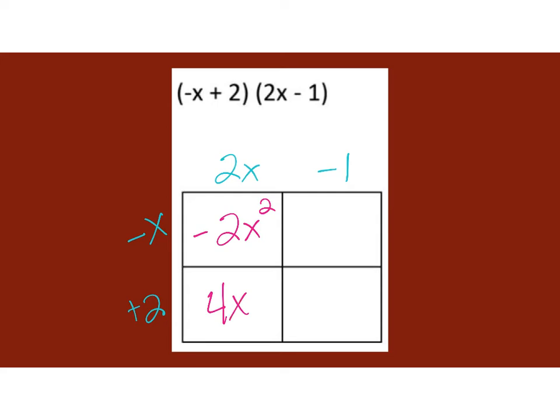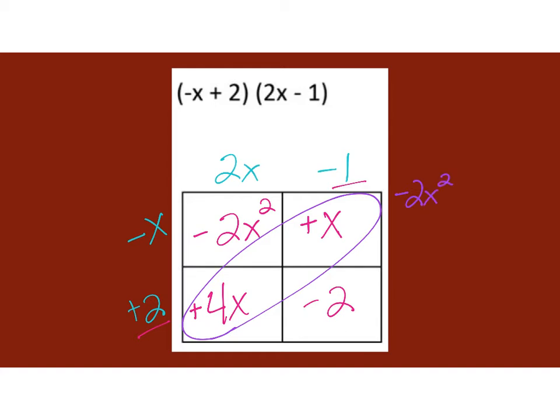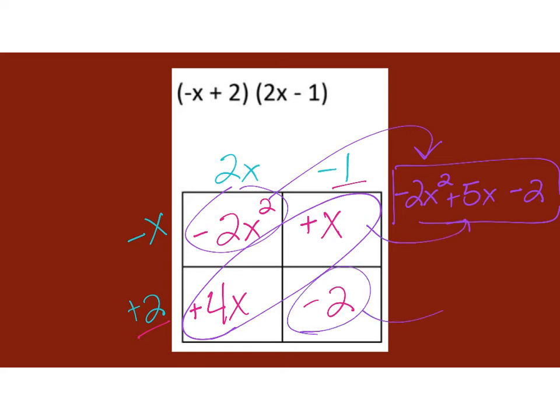Upper right-hand corner, negative x times negative 1 will just give us a positive x. And if you want, you can always put the positive and negative signs just to kind of help you keep track. Bottom right-hand corner, a positive 2 times a negative 1 will give you negative 2. So now as I go through this and start to simplify, I see I have like terms. So when I go to write this in standard form, I have 2x squared plus 5x minus 2. So all I'm doing is taking this term, writing it here, combining my like terms, and moving this term here.